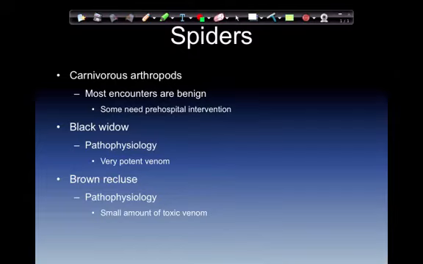Brown recluse spider, pathophysiology on this: a small amount of toxic venom that has many components. Hyaluronidase is one of the components, which helps the venom actually move through the tissues, and sphingomyelinase is a venom component responsible for the breakdown of tissue from cell death. Now, brown recluse spider bites are known for their tissue destruction locally, but it's the venom that actually does that.